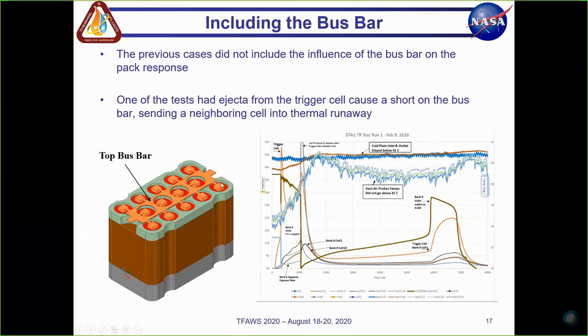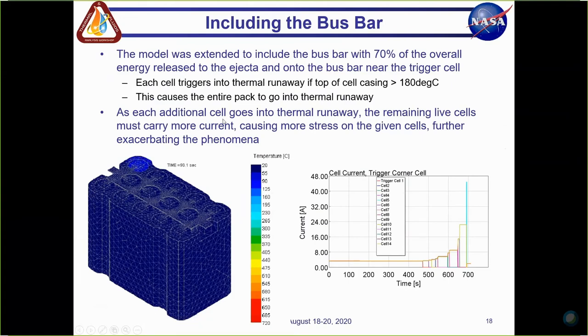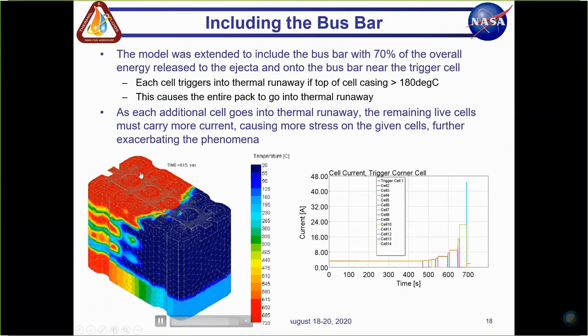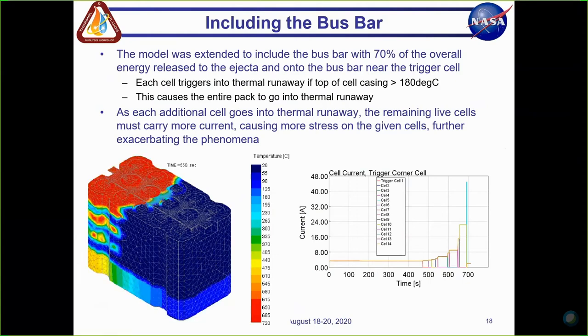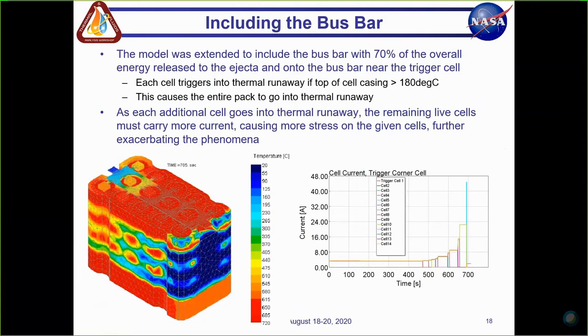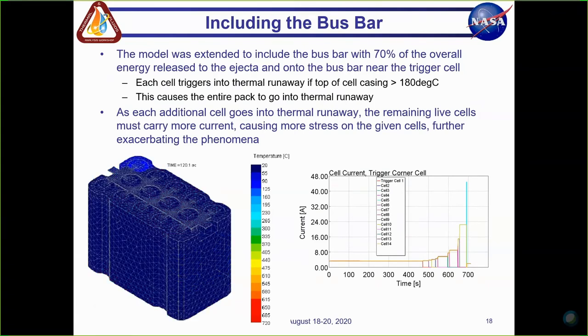bar, and then assume that some of that total heat release goes into ejecta that's actually heating up the bus bar. And so we didn't actually try to model or replicate this test exactly, but when you include a certain percentage of ejecta on the bus bar, that actually causes the entire pack to go into thermal runaway.